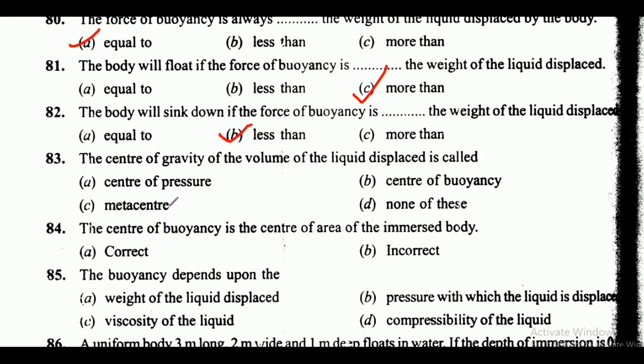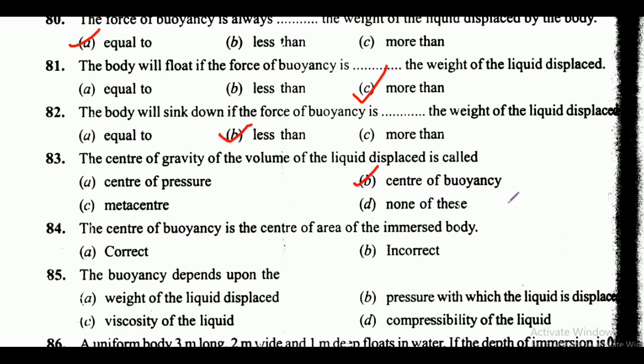Here friends, options are center of pressure, center of buoyancy, metacenter, none of these. So here correct answer is option B, that is center of buoyancy. The center of gravity of the volume of the liquid displaced is called center of buoyancy.